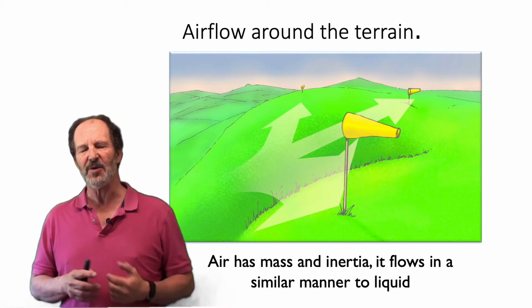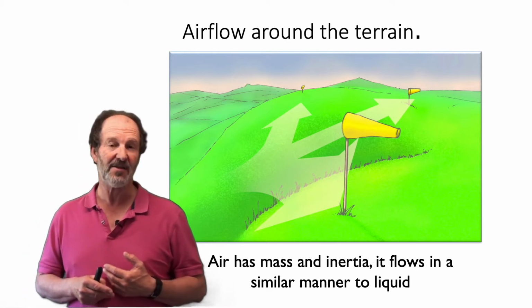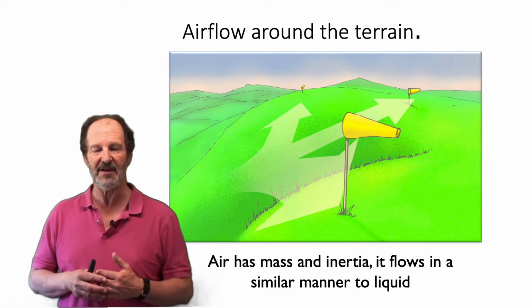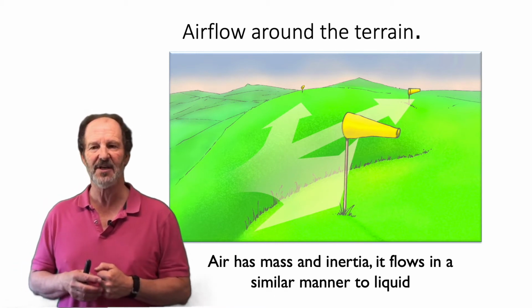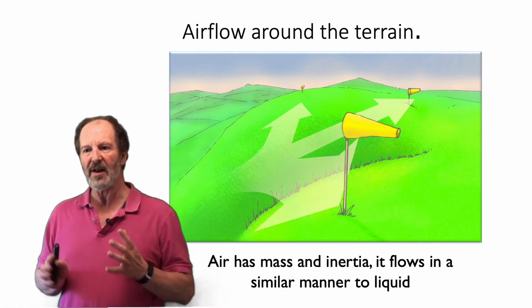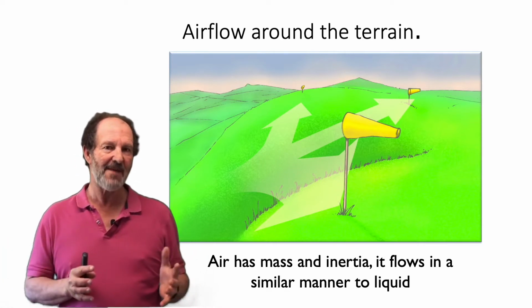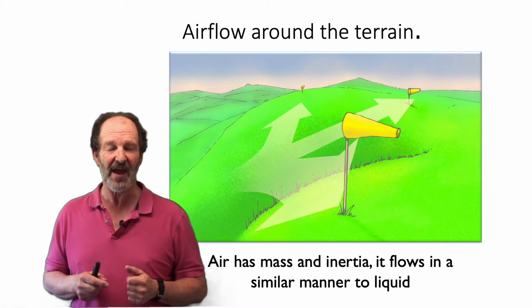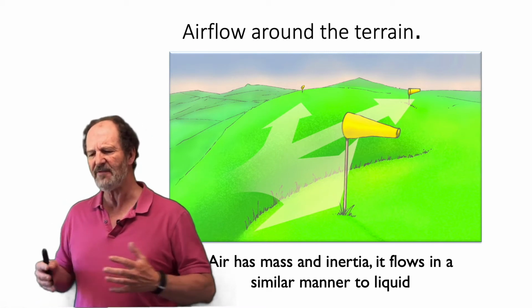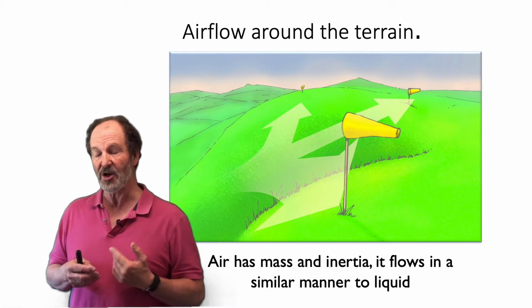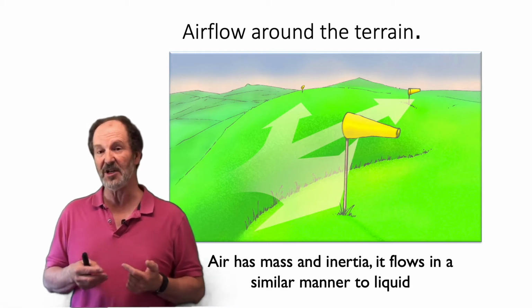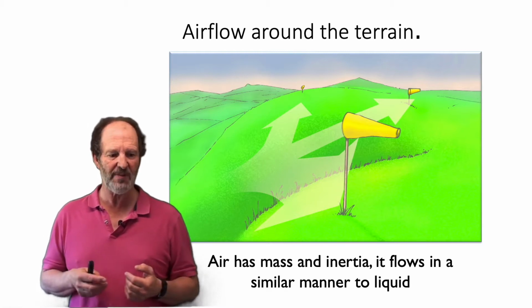The first thing we need to understand about air is that it has weight and mass. In fact, a cubic meter of air weighs about 1.2 kilos. So when we're talking about moving air masses, we're talking about millions of tons of air very often. So we have to try and visualize how this is going to behave as it goes across the terrain. A good way of doing this is to visualize how a liquid, water if you like, would behave.